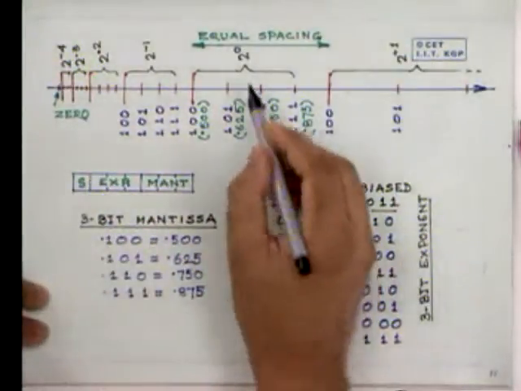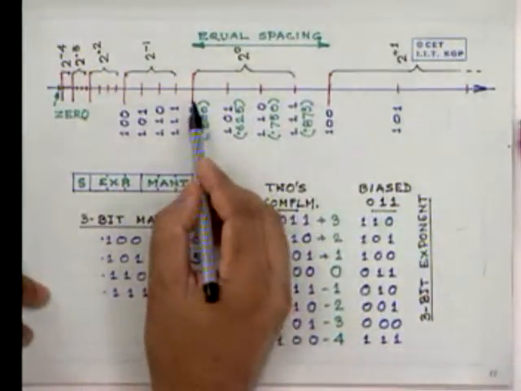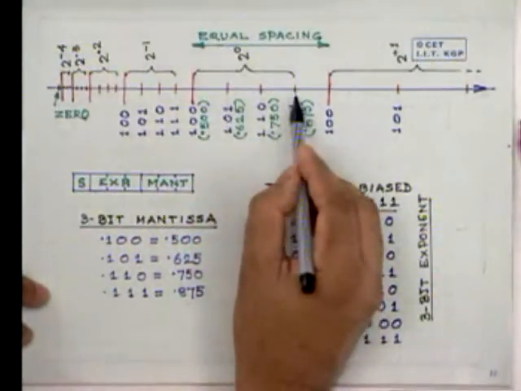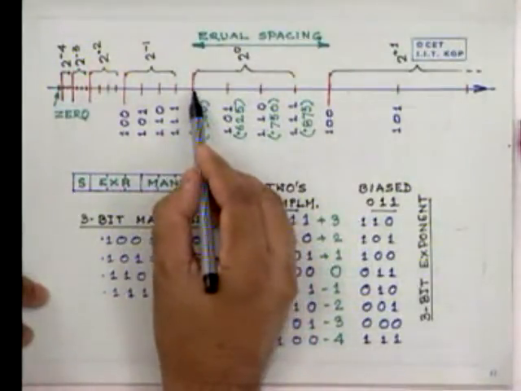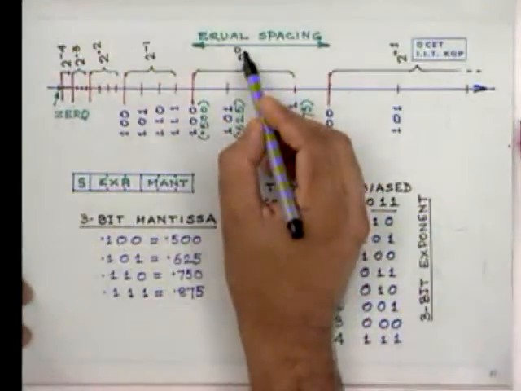So for example, let us take 2 to the power 0. The numbers that we can represent are 0.100, 0.101, 0.110 and 0.111, each having an exponent of 2 to the power 0. Therefore, only these 4 numbers, 1, 2, 3, 4, can be represented for 2 to the power 0.